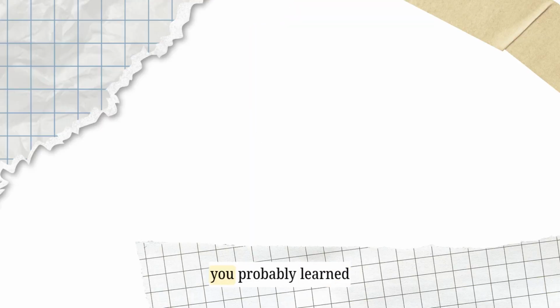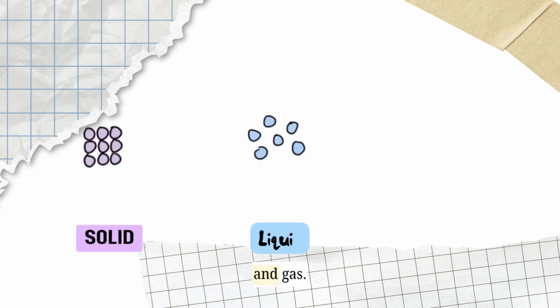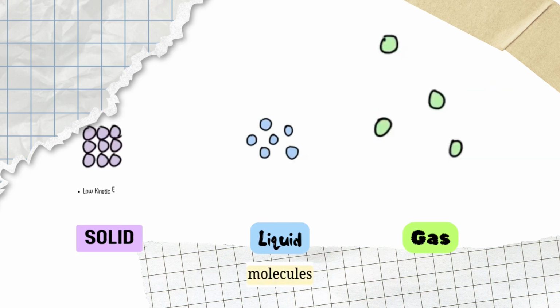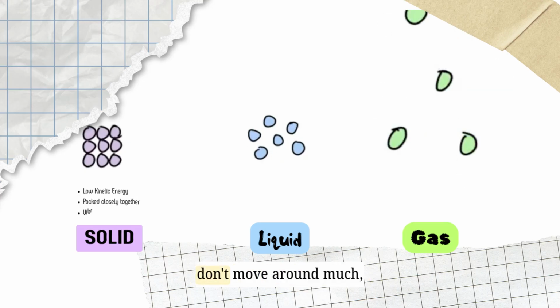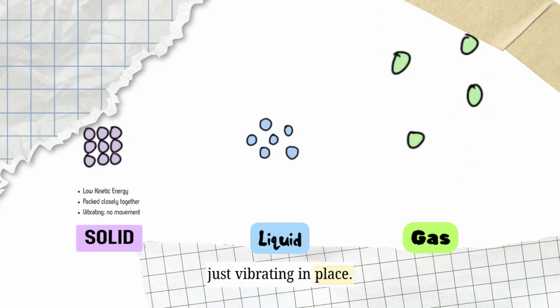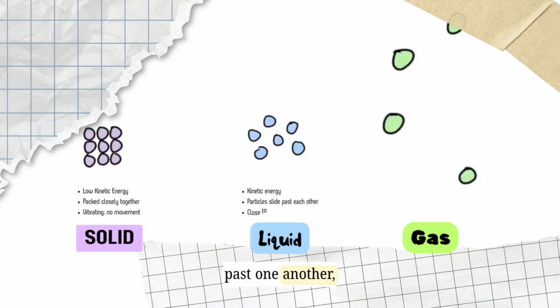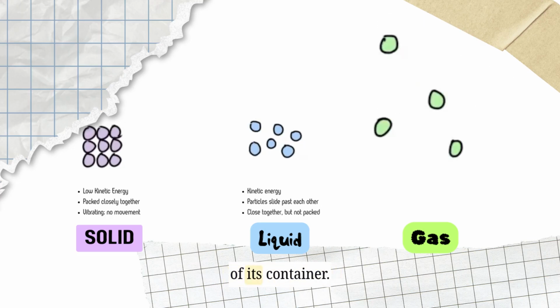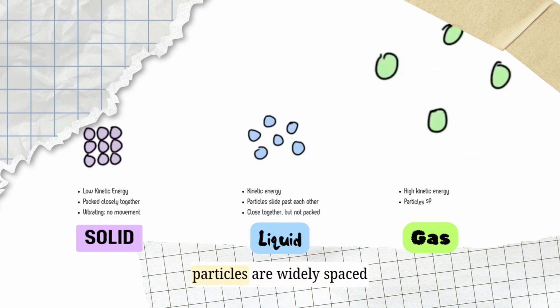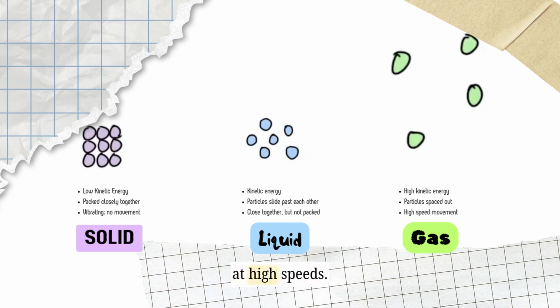In elementary school, you probably learned about the three standard states of matter: solid, liquid, and gas. In a solid, molecules are packed tightly together. They don't move around much, just vibrating in place. In a liquid, particles are still close together, but they can slide past one another, allowing the liquid to take the shape of its container. And in a gas, particles are widely spaced and move around at high speeds.